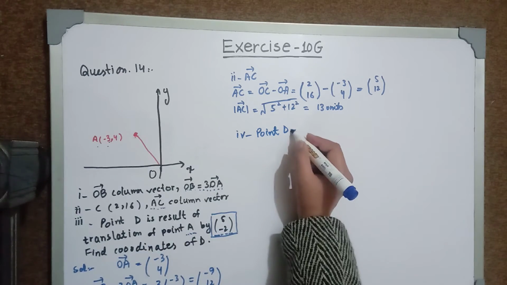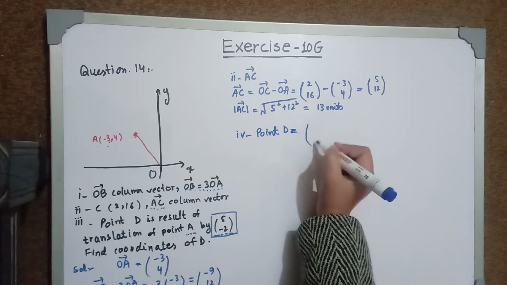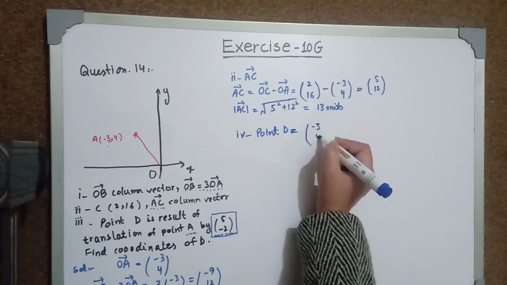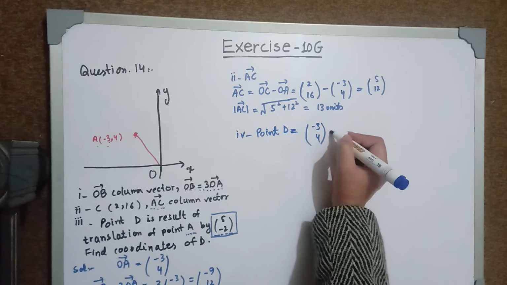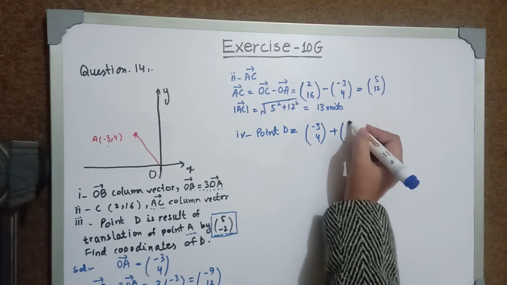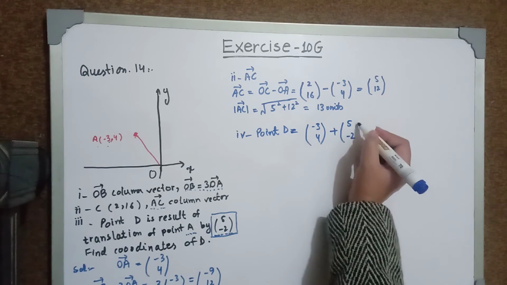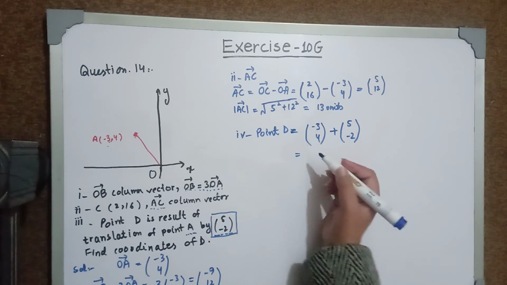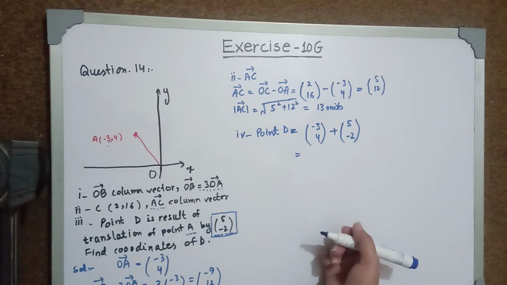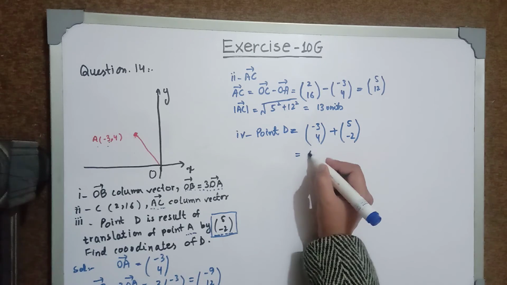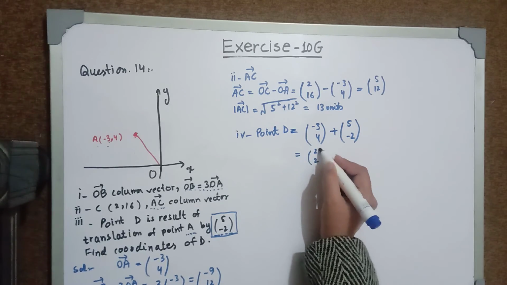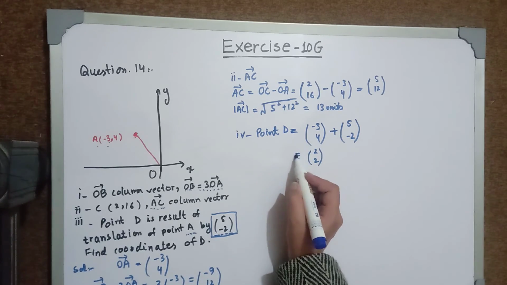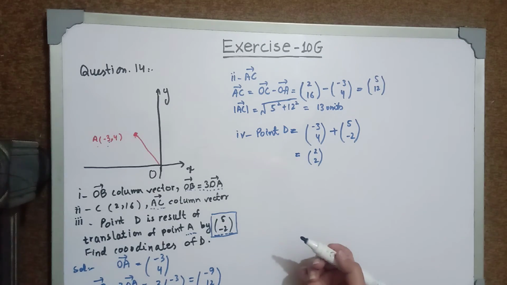We know that by the given condition it's a translation of point A. So point D's coordinates will be equal to the coordinates of point A, (-3, 4), right, plus the amount by which we are moving point A to get this point D. So on solving it we will get (2, 2). We got the column vector D, and that's all.